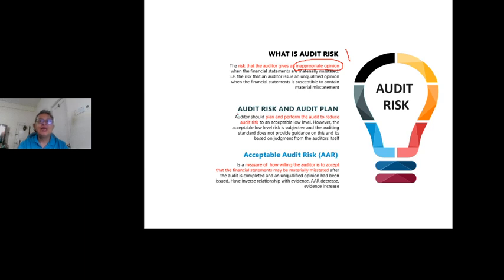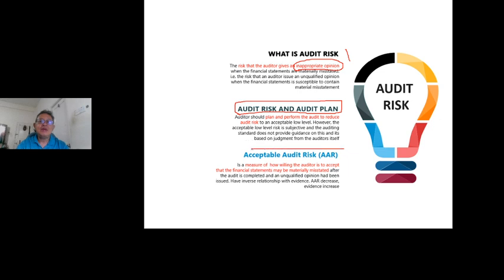Then we look at how audit risk relates to the audit plan. It is very related, because to prepare the audit plan you need a proper assessment of risks. You need to identify the risk areas, the problem areas that could lead to material misstatement. From there, you focus on what to audit and when to audit, and that is explained clearly in the audit plan.